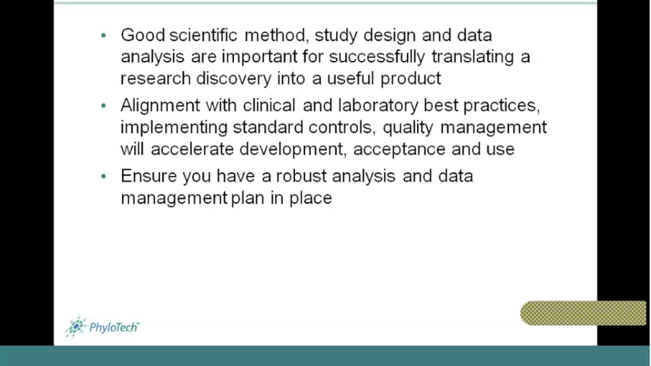utility and validation. And then finally, and certainly not the least, is ensure that you have a robust analysis and data management plan in place, that you're working with people who are experienced in this area, and that you've thought through the volume of data that you're going to be collecting and the ways that you'll be annotating the data so that you can extract the most meaningful information possible.